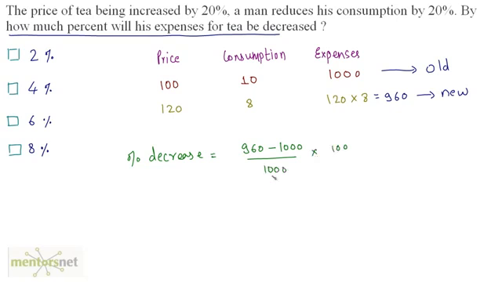times 100. So these zeros I can cancel out. 960 minus 1000 gives minus 40 upon 10. I can ignore the minus because I know it is a decrease. So this is actually 4%. So there is a 4% decrease in the expenses of this person.